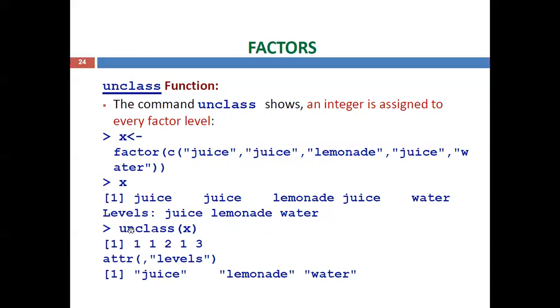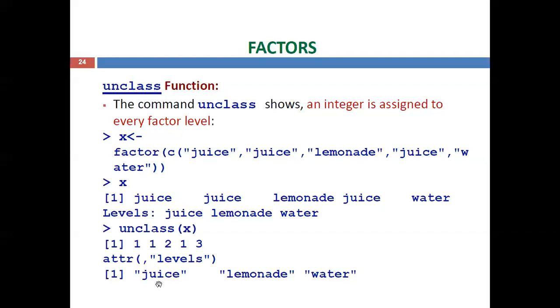Simply you can use unclass without any space between un and class, all lowercase letters, within parentheses. Call that vector, now the vector is x. Now when you execute this, we can see it displays the numerical code values first, then another one named attribute. What values does it display in the attribute? The levels. The levels are displayed in alphabetical order of the strings stored in the vector. So juice, lemonade, water, same order.